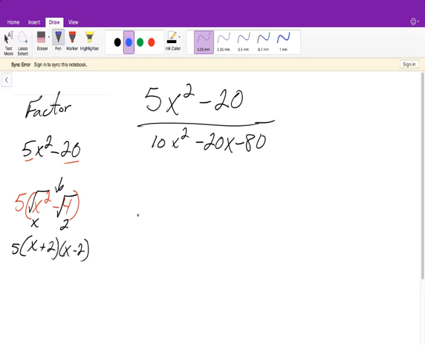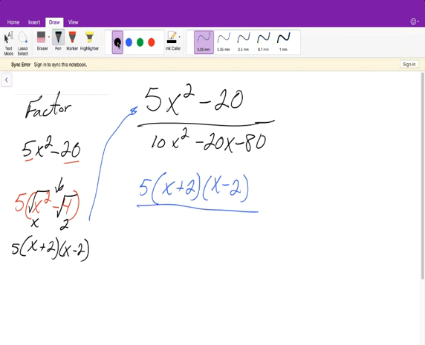So we can go ahead and rewrite that as our numerator because these are equivalent. So it's 5 times (x + 2) times (x - 2). Then we need to go ahead and factor out the denominator. So 10x² - 20x - 80.